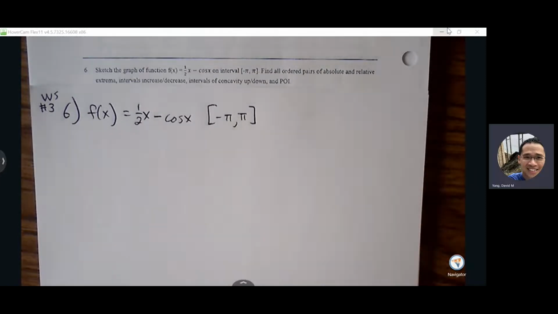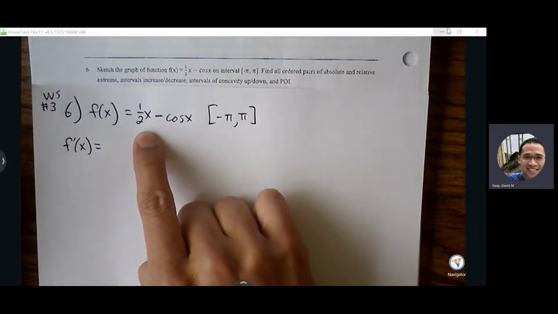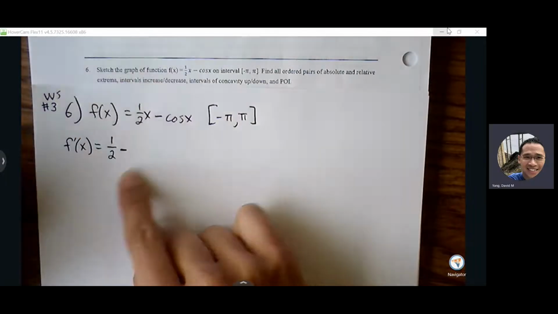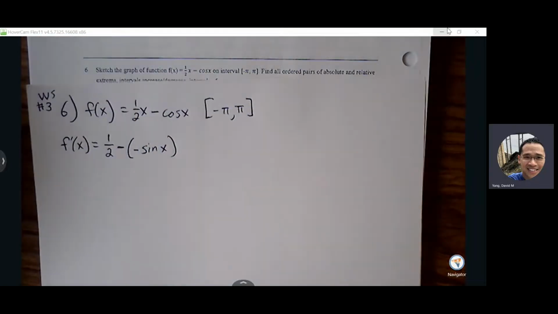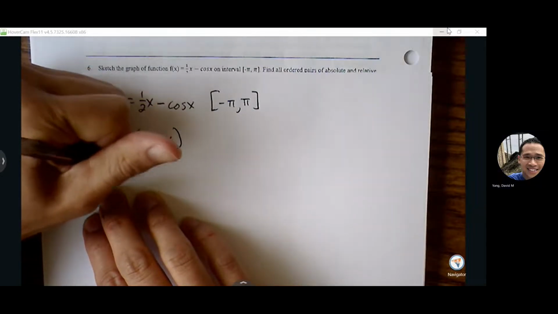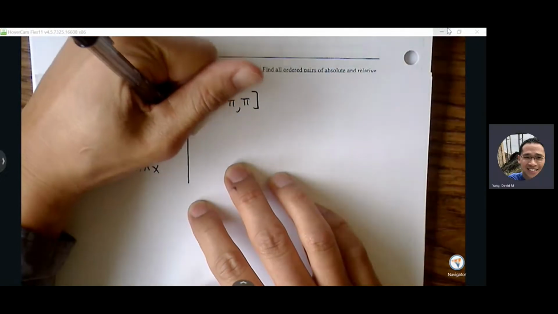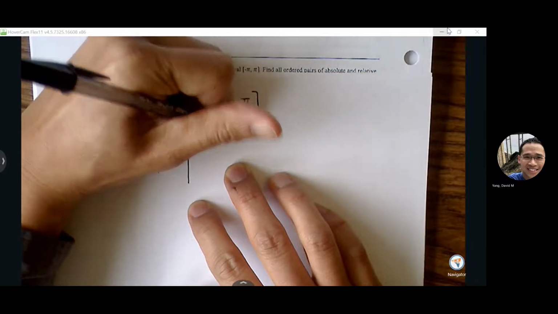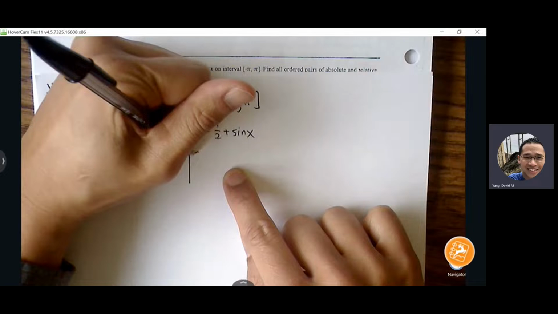So let's start off with f prime. Power rule, first term, 1/2 x becomes 1/2. Cosine x becomes, the two negatives will cancel each other out, so we get 1/2 plus sine x. Okay, so there's our cleaned up f prime function, set equal to 0 to find our critical points. Get sine x by itself.